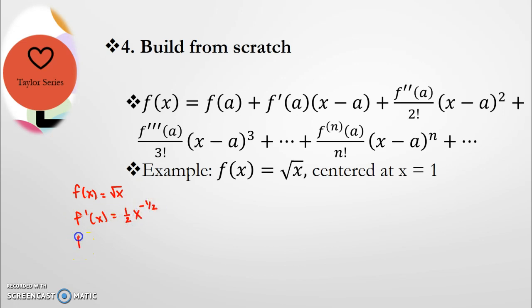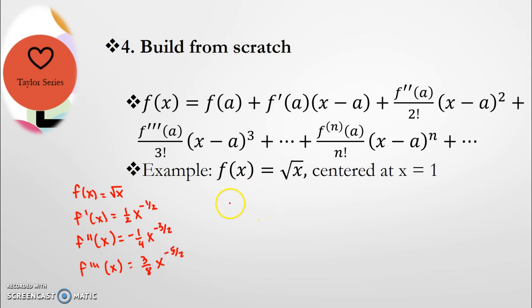I'm just going to go out to the third degree. I didn't write it in my instructions because I'm just jotting down instructions, but it would be clear from the problem how far you would have to go out. So this would be negative 1/4 x to the negative 3/2, and then the next derivative would be 3/8 x to the negative 5/2.